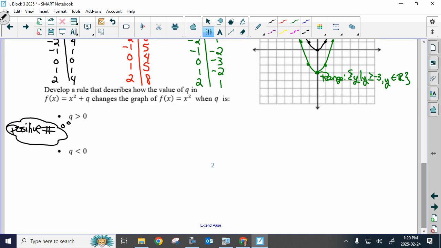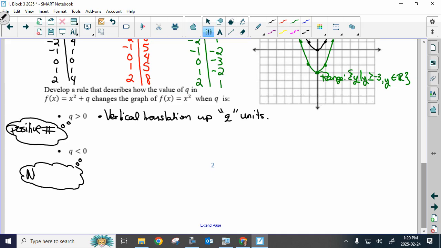If your q is greater than 0, if it's a positive number, you're going to describe it as a vertical translation up, and then you would say q units. So it just picked up the whole graph. If it's positive, it goes up. If it's negative, it goes down. Okay? When you see q less than 0, you're thinking it's got to be a negative number.